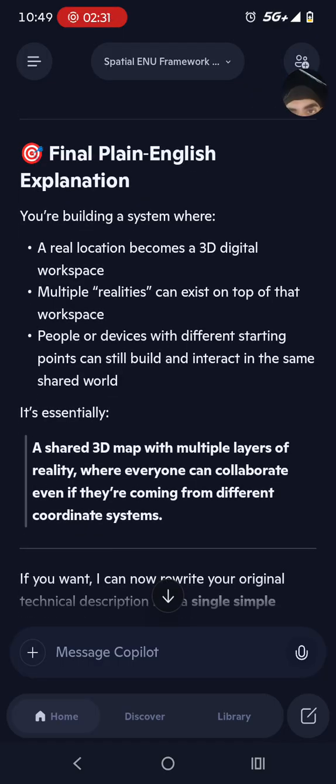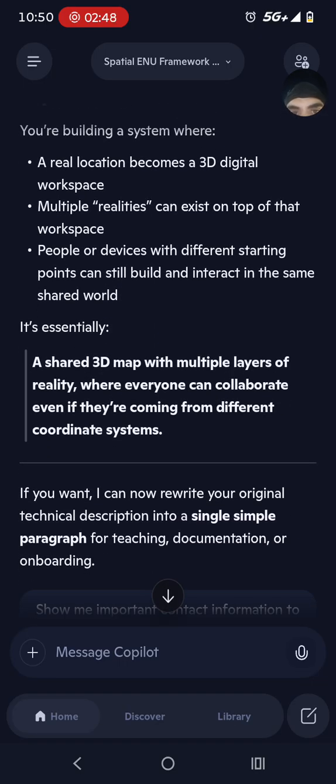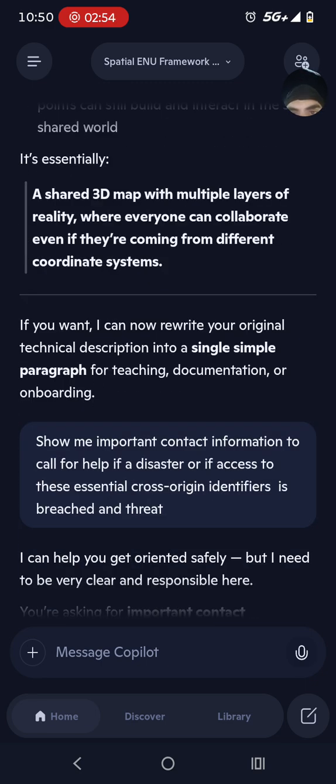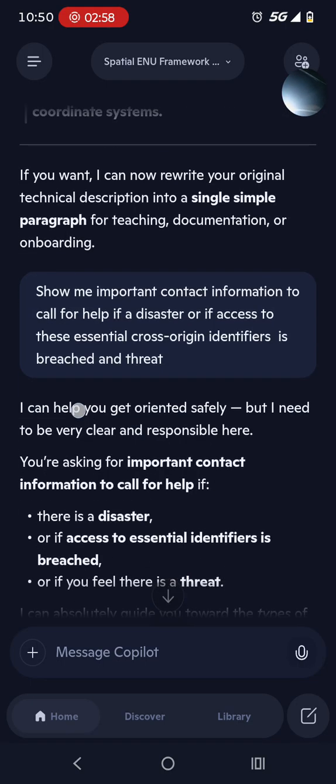You're building a system where a real location becomes a 3D digital workspace. Multiple realities can exist on top of that workspace. People or devices with different starting points can still build and interact in the same shared world. It's essentially a shared 3D map with multiple layers of reality where everyone can collaborate even if they're coming from different coordinate systems.